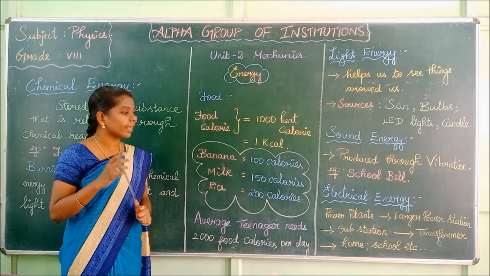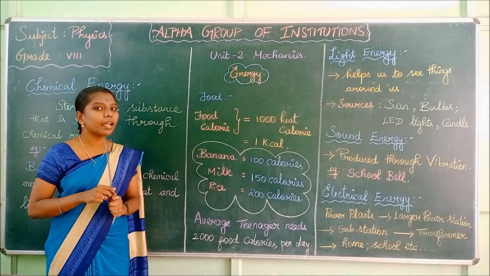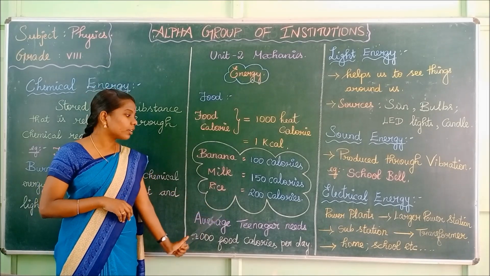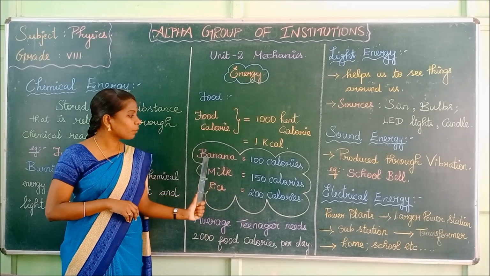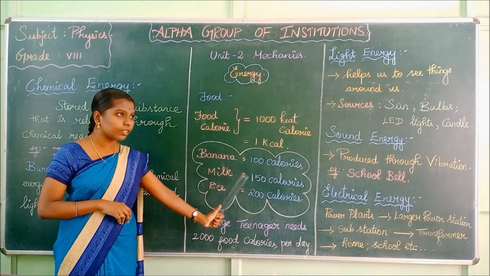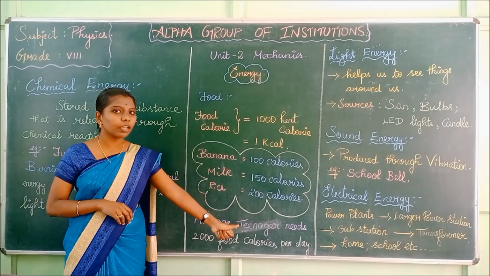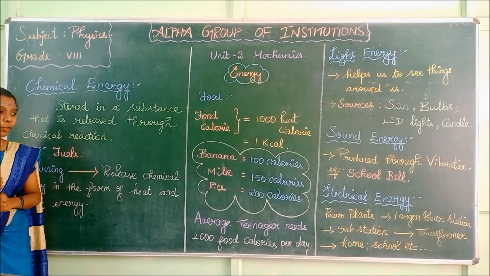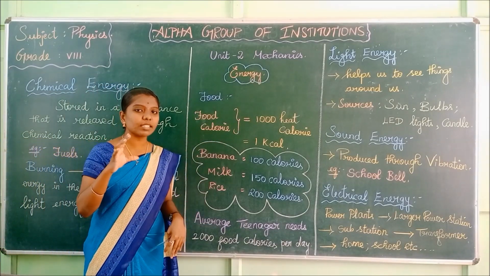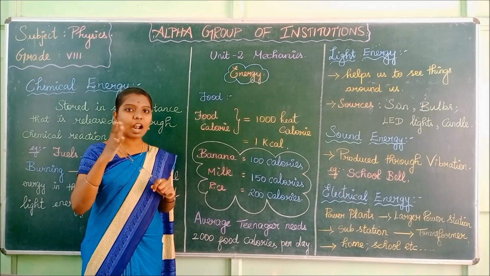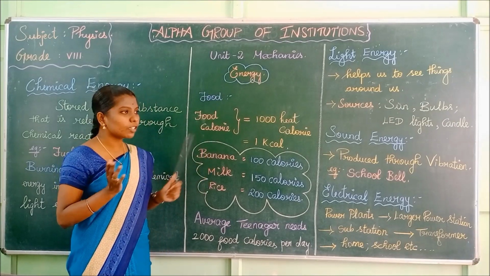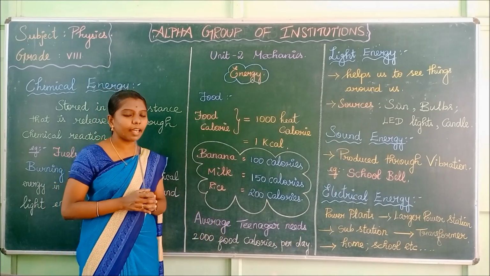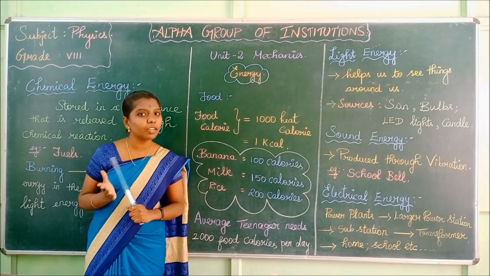The banana that we eat contains 100 calories. The milk that we take contains 150 calories. The rice that we eat contains 200 calories. The calorie is the SI unit of heat, and energy is also measured in calories. A heat calorie is a small amount, but the calorie used for energy is a large amount. That is the difference between heat calorie and energy calorie. An average teenager needs 2000 food calories per day.